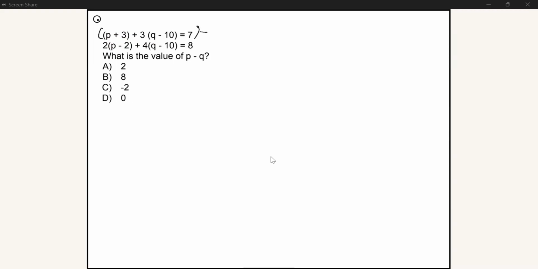Yeah, I think that's the easiest route. So let's do -2, and that'll get us -2 parentheses b plus 3 plus 6, -6 parentheses q minus 10 equals -14 again. And now we'll take that away. We'll add that to 2p minus 2 plus 4q minus 10 equals 8.